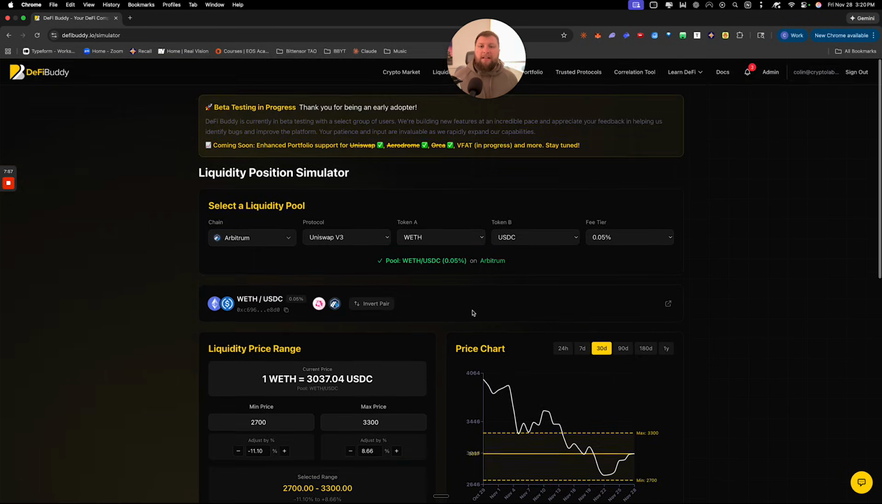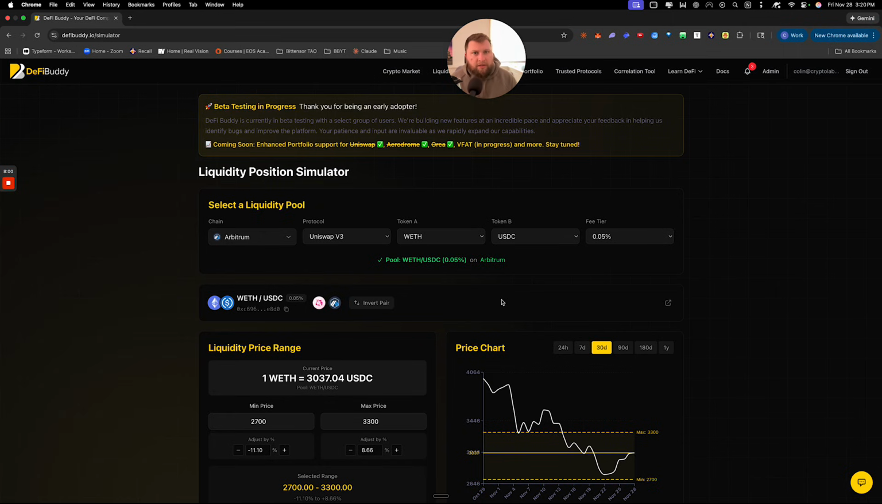This is exactly the process that I would go through to back test liquidity pool performance and see, based on these different time frames, what are the rewards that I can expect to get? And that's what I'm using to make the decisions to get into the liquidity pool. So hopefully this made sense.